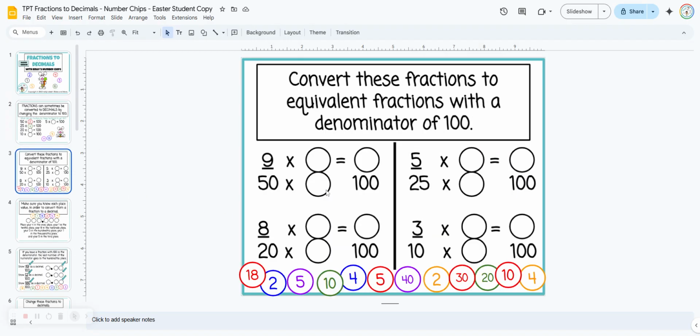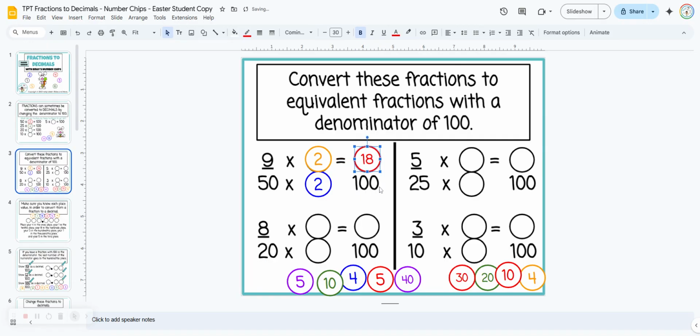On slide 3, they're going to be converting these fractions to equivalent fractions with 100 in the denominator. So they know that they have to multiply 50 times 2, which means they also have to multiply the denominator times 2 to create an equivalent fraction. So here we're going to get 18 hundredths.